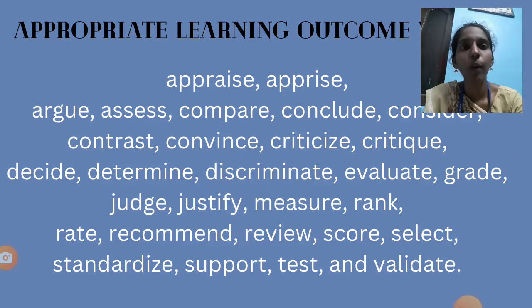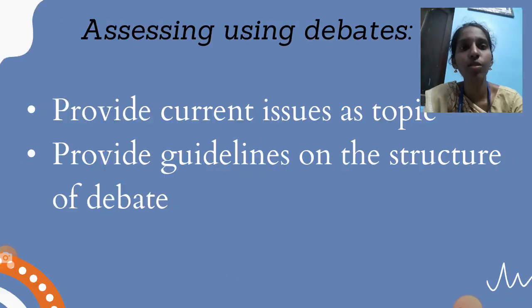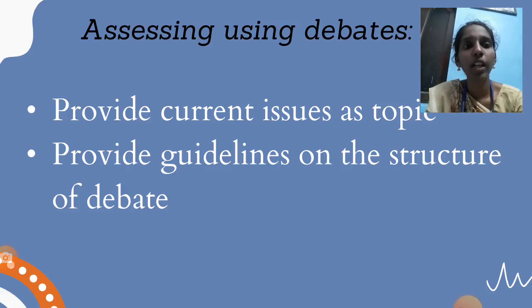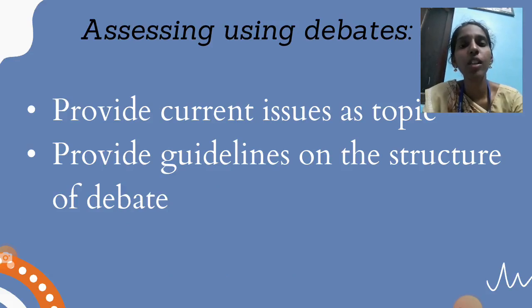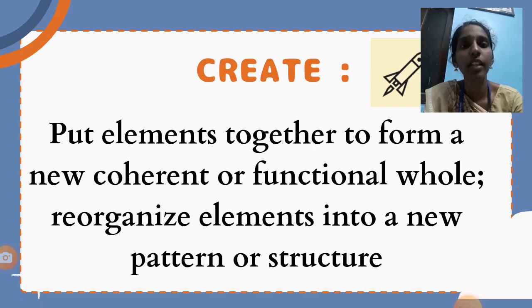Next, evaluate. Here make judgments based on criteria and standards. These are the appropriate learning outcomes. And assessing using debate, we can provide current issues as topics and provide guidelines on the structure of the debate. And here there must be only 3 students in each group. On each side we should take 3 students.